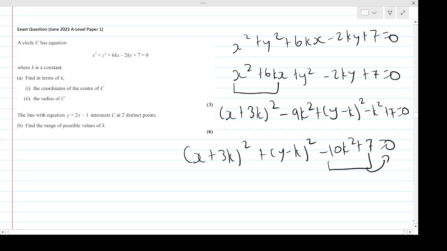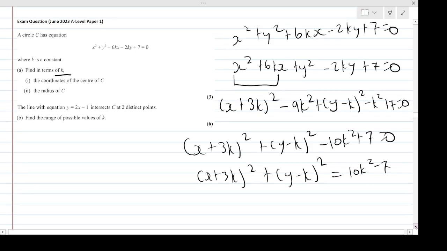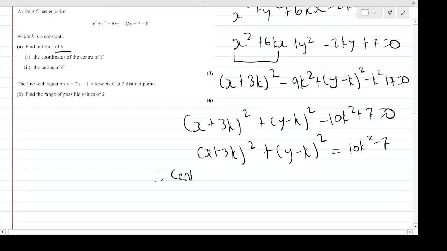Then all that needs to go to the other side. So then I'm going to get that x plus 3k all squared, add y minus k all squared equals 10k squared minus 7. Okay, therefore in terms of k, the centre, well again, if it's plus 3k for x here, it's going to be minus 3k for x here at the centre. Then if it's minus k in the equation here, in the centre it's going to be plus k for y there. And the radius, well, radius squared is this, so the radius alone is going to be the root of that.